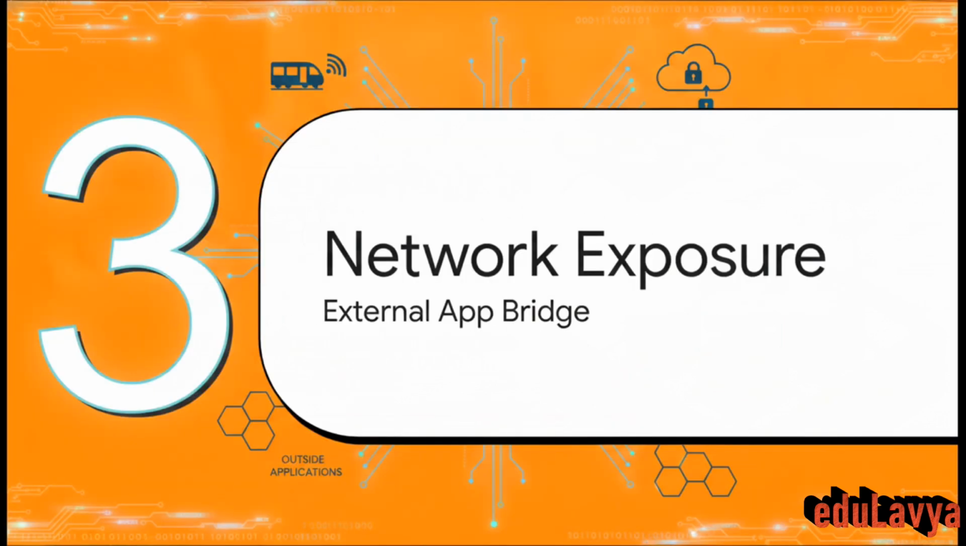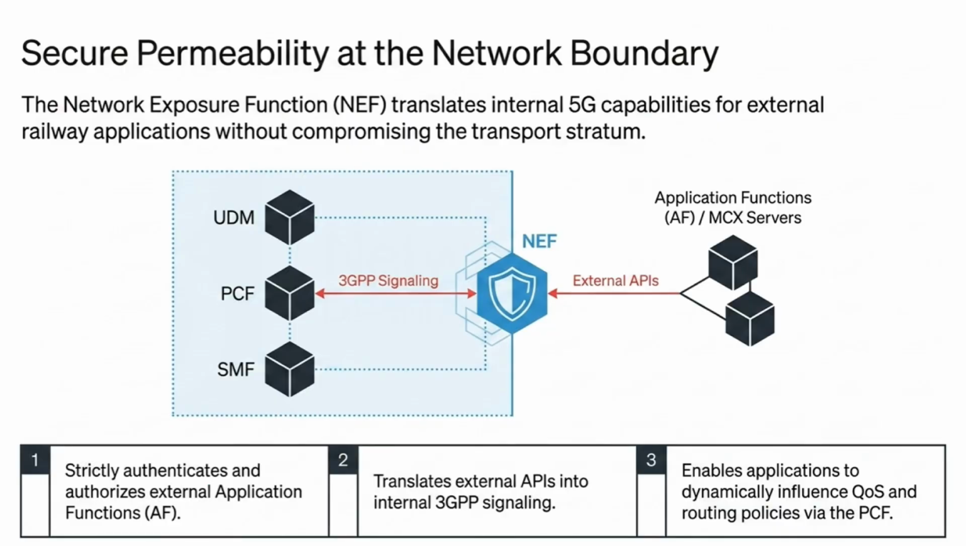Section 3. Network exposure functionality. Now that we know how internal devices are authenticated, how do outside applications securely interact with our core network? Well, that brings us to the network exposure function, or NEF. The NEF acts as a highly secure translation window. It allows authorized external applications to request network resources without ever actually touching the raw internal signaling. Essentially, it creates an isolated, perfectly managed bridge between the outside world and our incredibly sensitive 5G core.